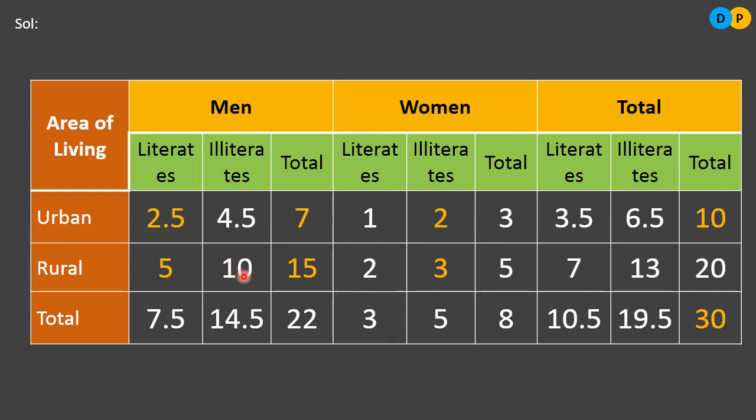Okay. Next, in rural areas, they are talking about the strength of illiterate ladies. They are 3 lakh. So we know the total strength of men in rural area is 15, and already we know the total population, both men and women, in rural area is 20 lakh. So 20 minus 15 lakh will give me the total women strength in rural area, 5 lakh. So 5 lakh minus 3 lakh will give me the value 2 lakh. There are 2 lakh literate women in rural area.